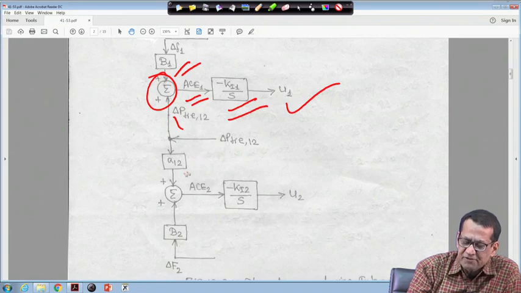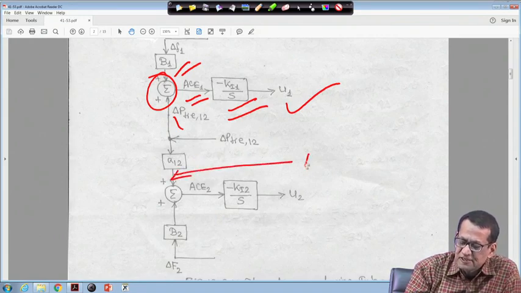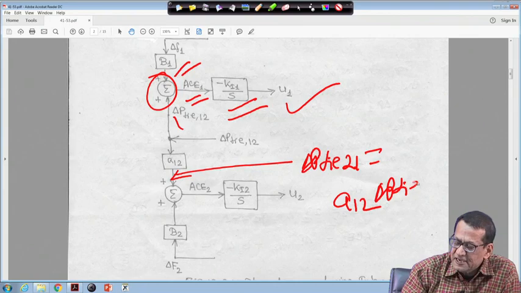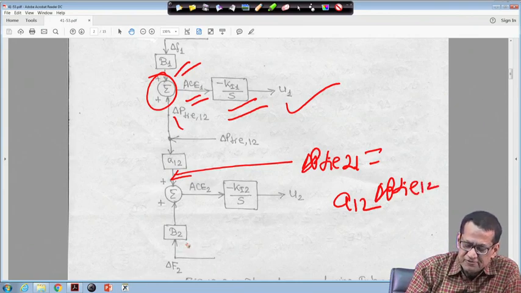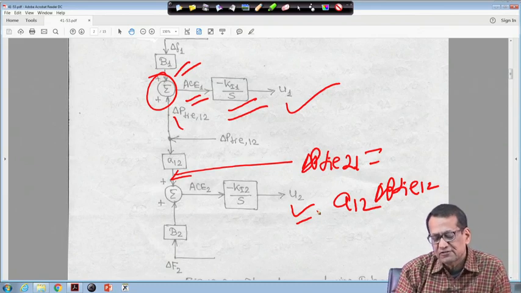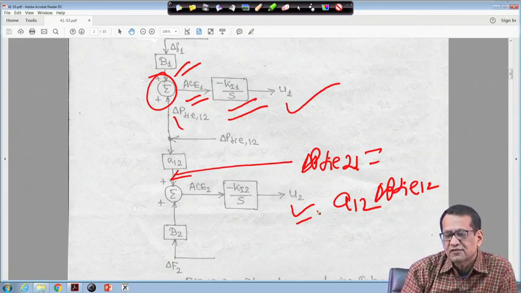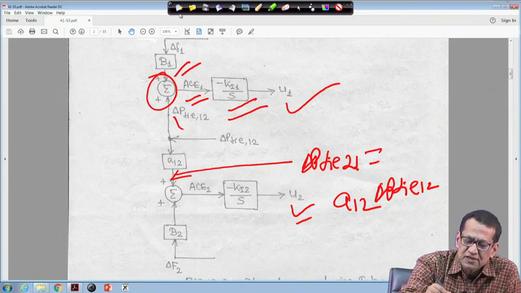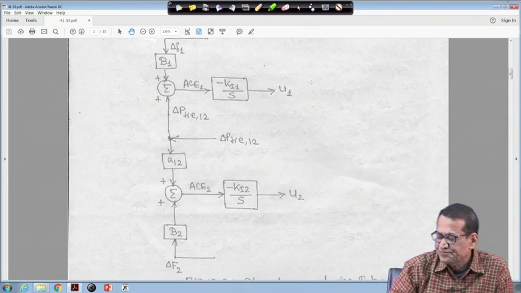So, this is delta Ptie 1-2, that means delta Ptie 2-1 is equal to, we have seen in the previous lectures, minus delta Ptie 1-2, right. And this is the frequency bias for area 2, this is delta F2 and this is the U2. This is actually the controller structure for only the integral controller that I have shown here, right.